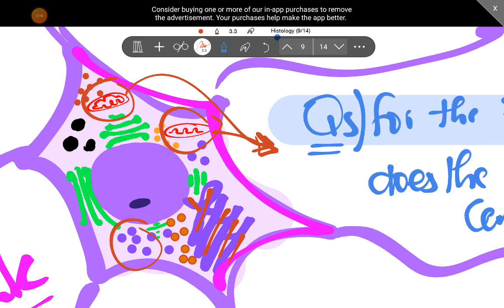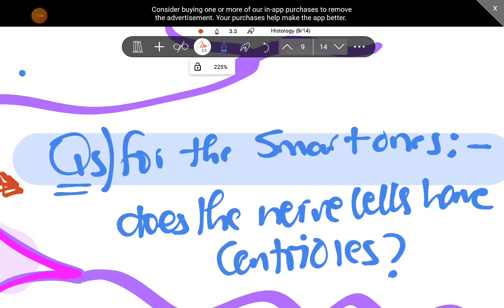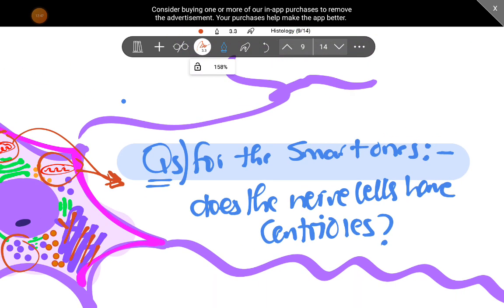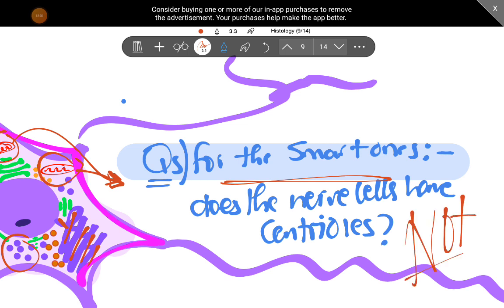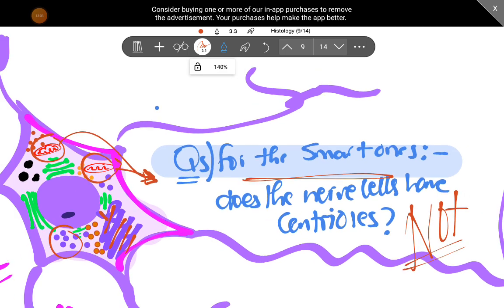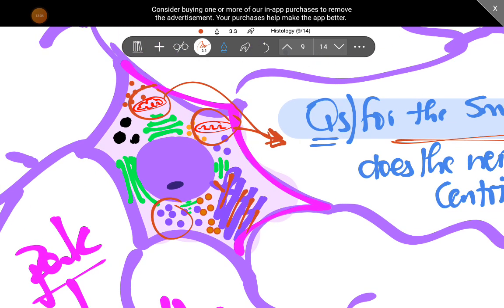And now I want to ask something for the smart ones. Take a minute to think about it. Do you think the nerve cells would have any centrioles? You have 5 seconds to think about it. 5, 4, 3, 2, and 1, and absolutely not. Why is that? Because nerve cells cannot divide, baby. If the nerve cell is dead, then it's dead. It cannot divide. Okay. So nerve cells actually cannot divide, so definitely they would have no centrioles.